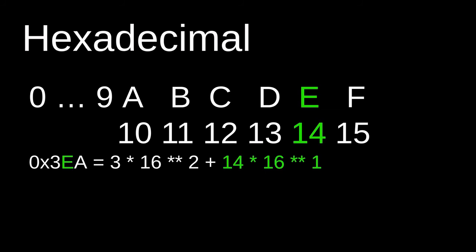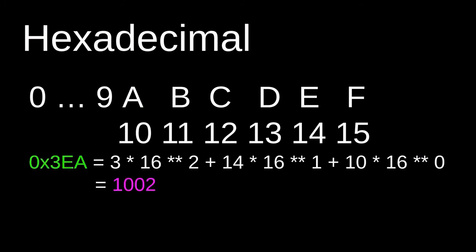14 comes from the fact that E is equal to 14. And we raise 16 to the power of 1 since E is in the first position. Finally, we add 10 times 16 raised to the power of 0. Again, this is because A maps to 10. And we raise 16 to the power of 0 since A is in the 0th position. This will be equal to 1002.